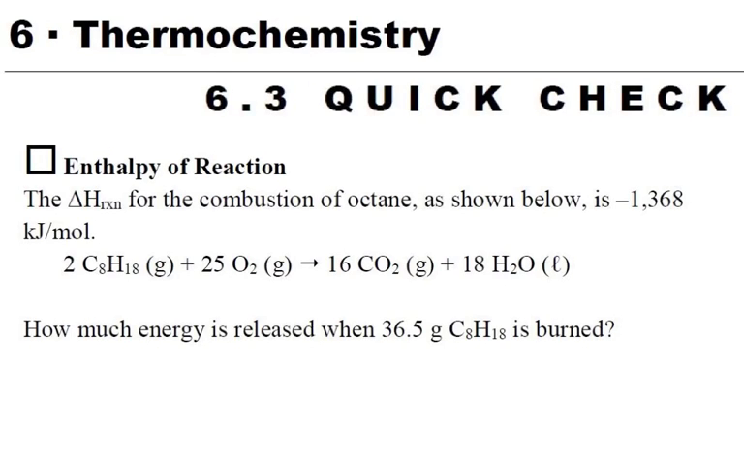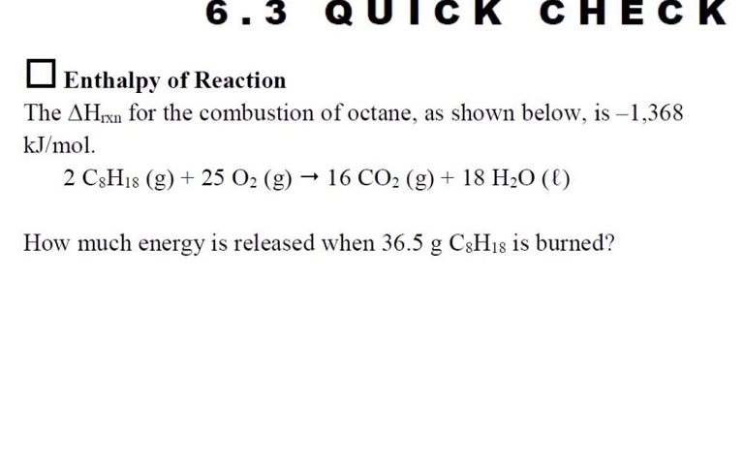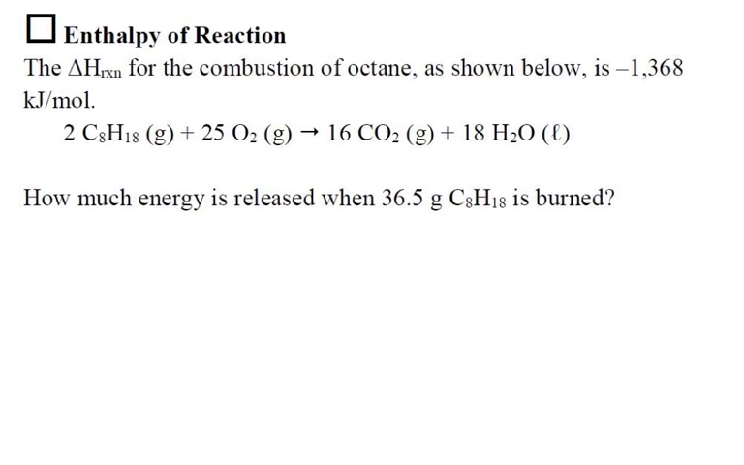I'm going to go over the answers here to the 6.3 quick check. We have three different problems, and they're all dealing with the enthalpy of a reaction, and we have three different techniques for this. So let's get started. The first one asks what's the delta H for the combustion of octane, and it is given as negative 1368 kilojoules per mole, and that means per mole of reaction.